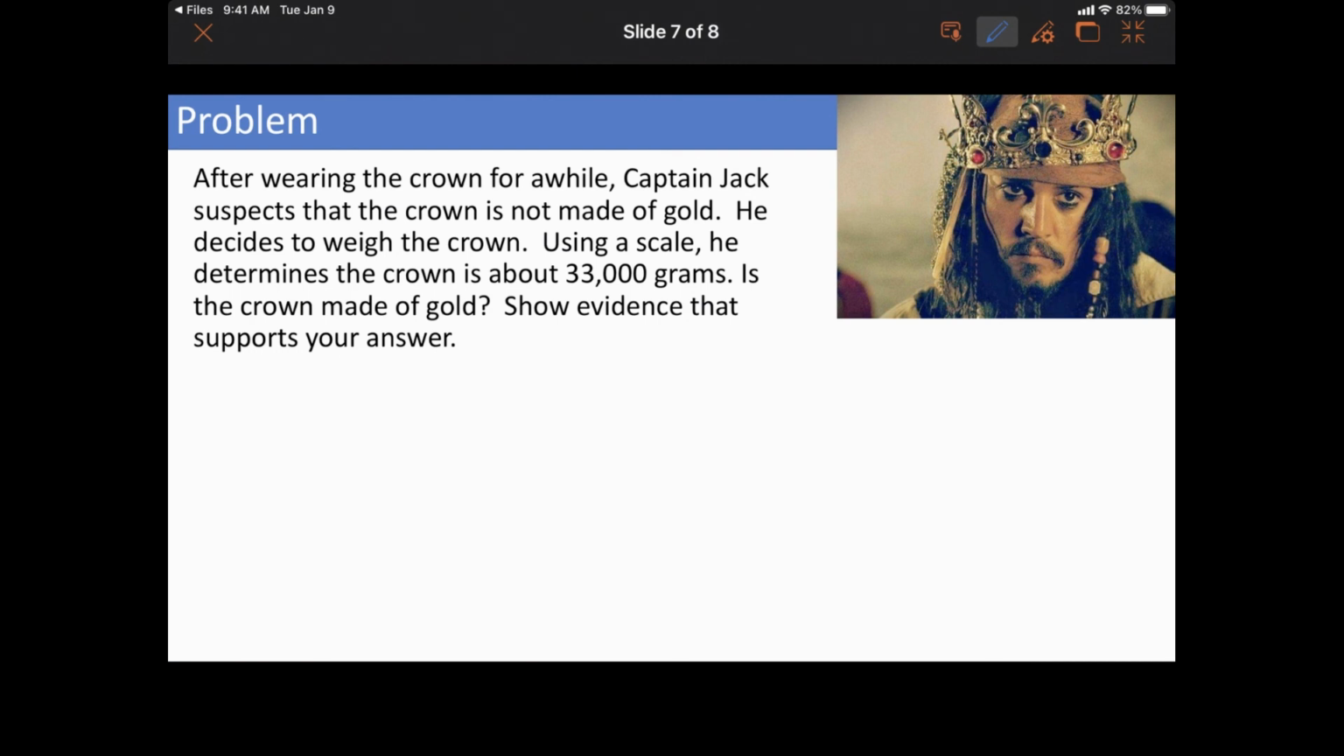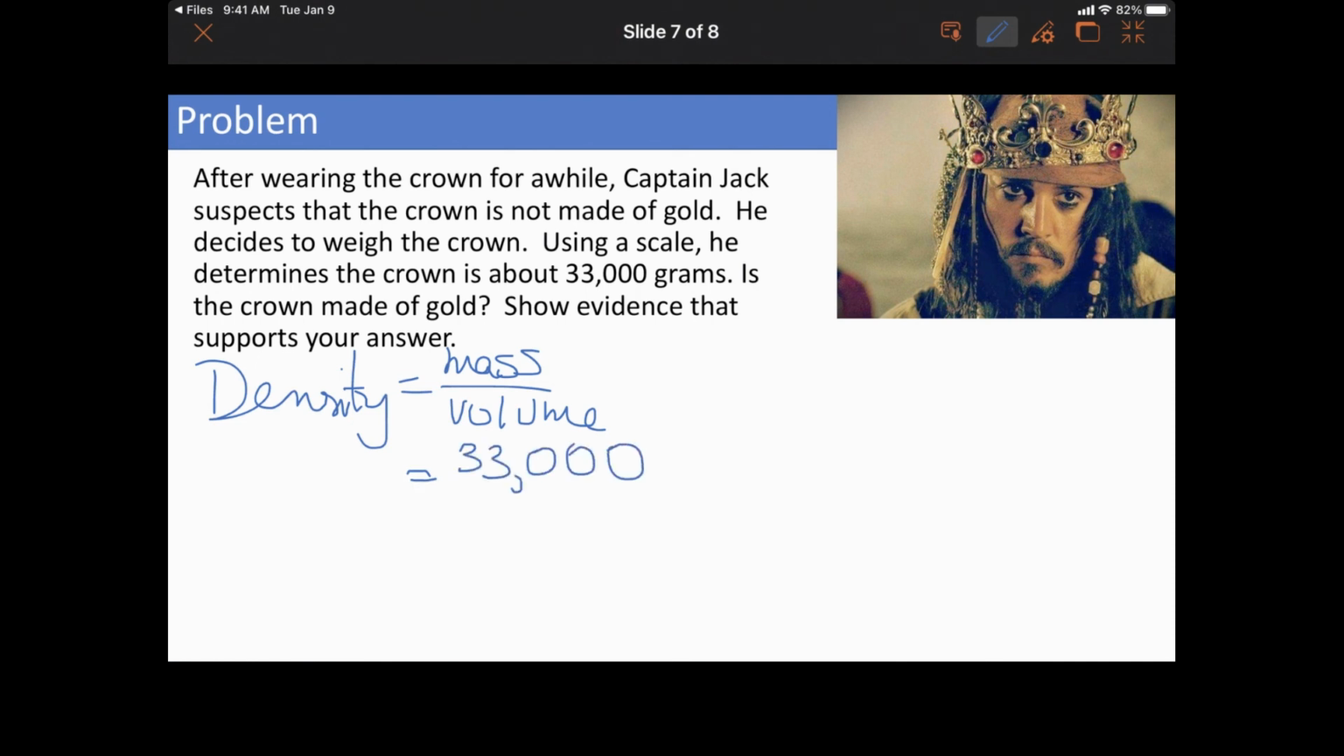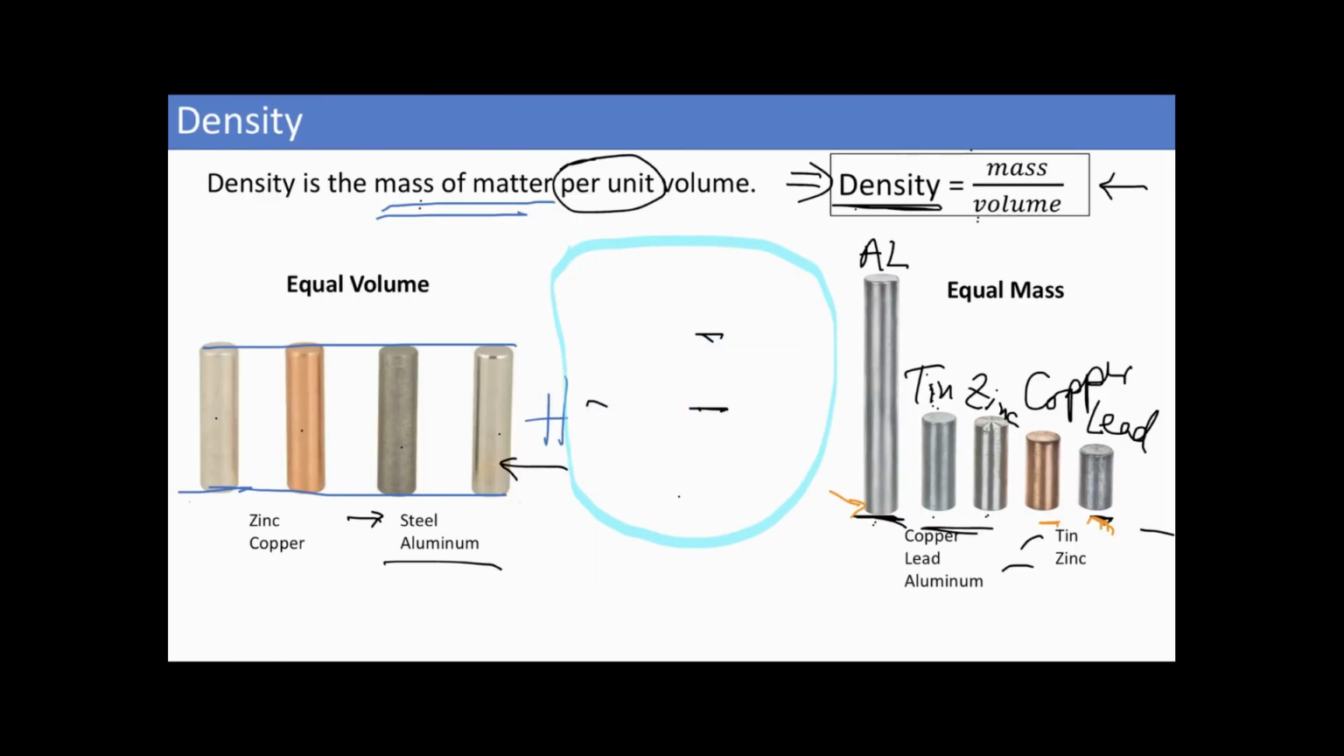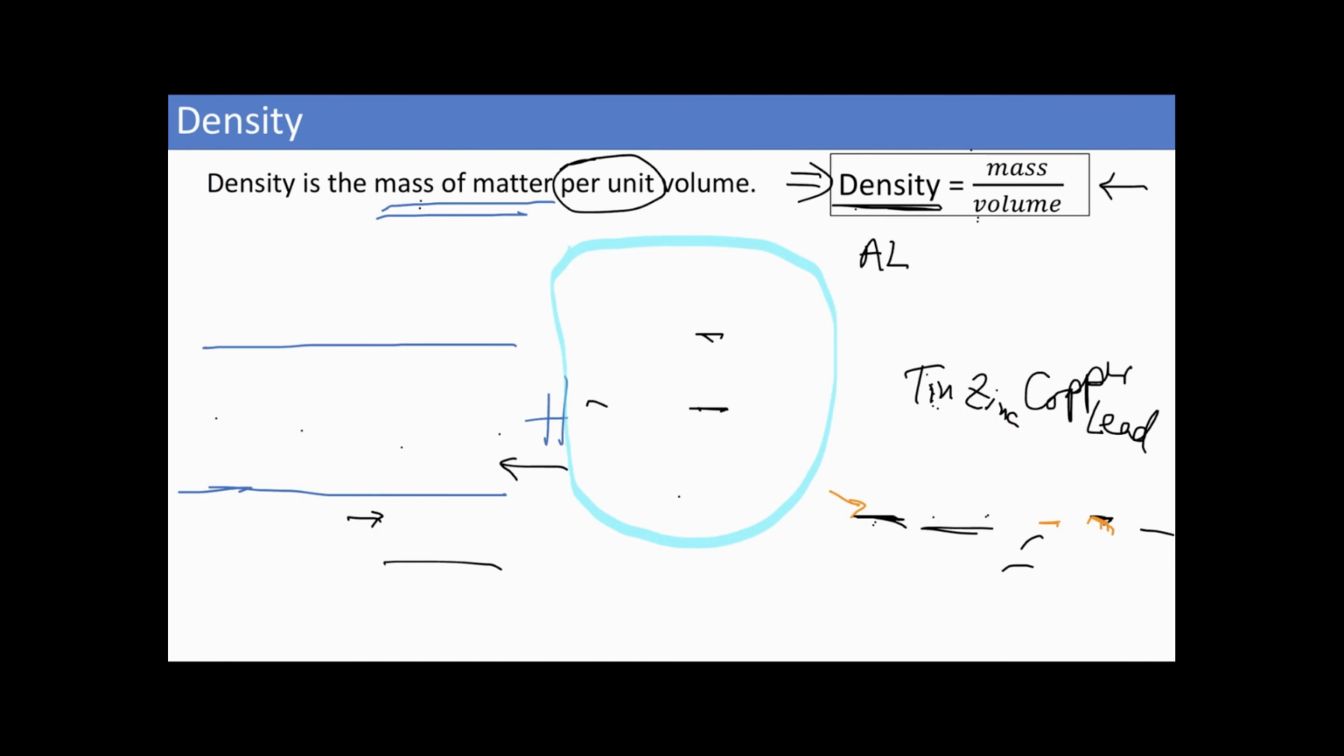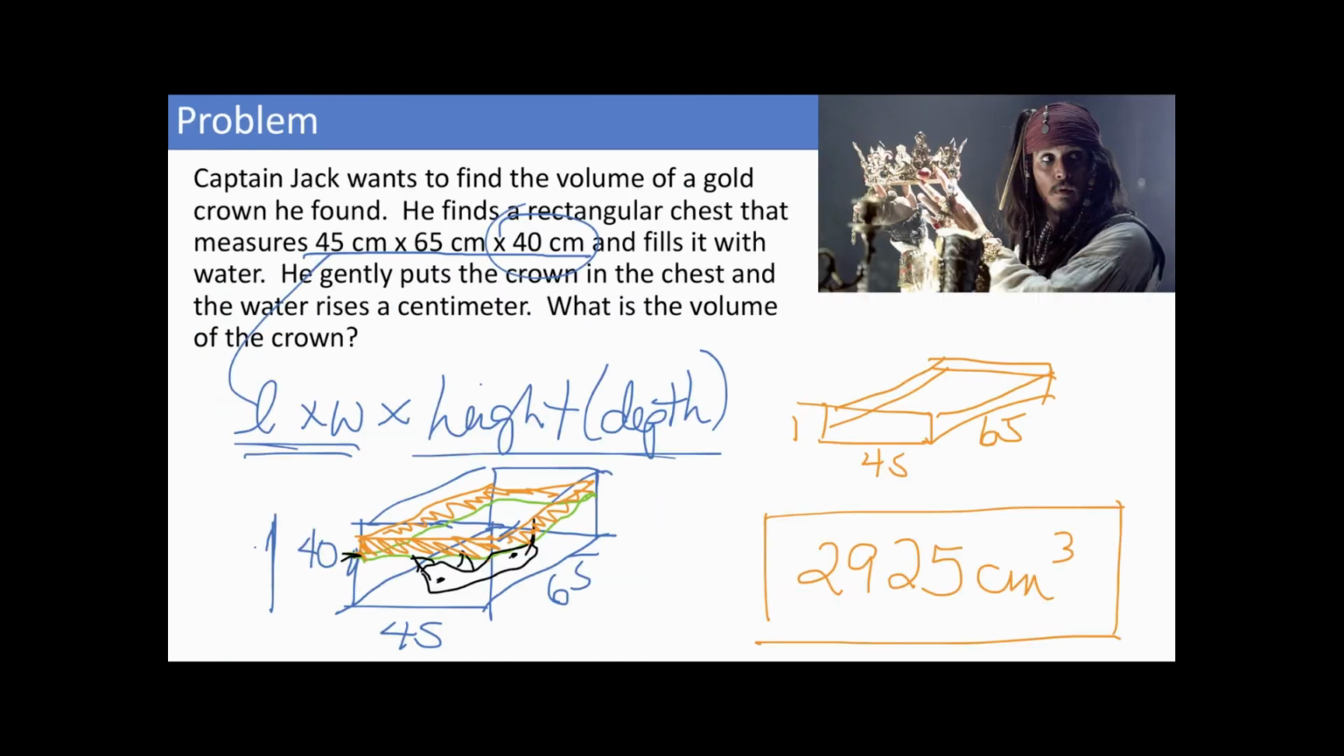All right, so we know that density is mass over volume. We know that the mass is 33,000 grams. And what was the volume? Oh, well, we found the volume. I forgot to write it down someplace. Oops, sorry. Patience. Okay, so let me write that down. I have 2925 centimeters cubed.